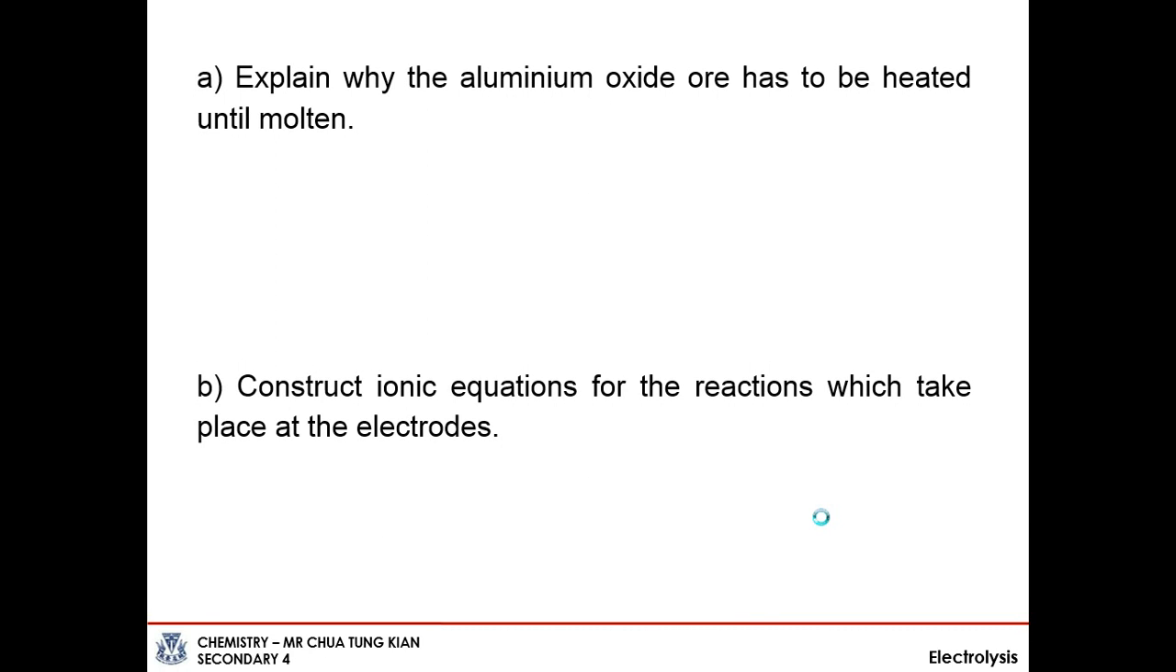First of all, explain why the aluminum oxide ore has to be heated until molten. So Al2O3, ionic compound. Ionic compound, it means that the ions are fixed in their crystal lattice structure. So not free to move. So not free to move, it means that it cannot conduct electricity. So the bonds have to be broken. Hence, they need to be molten. Right, let's take a look at the answers. Did you get it right?